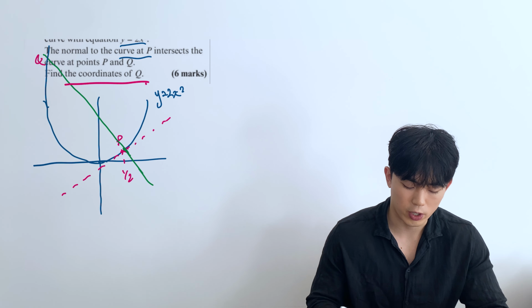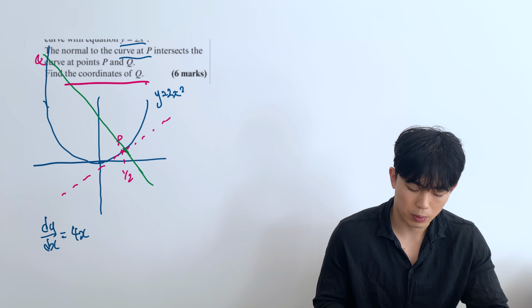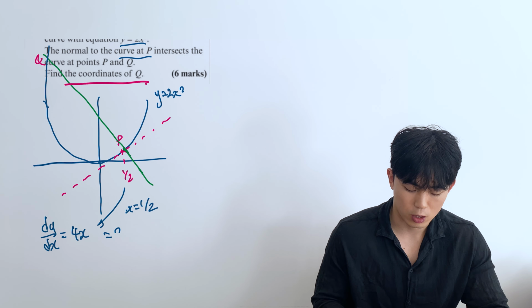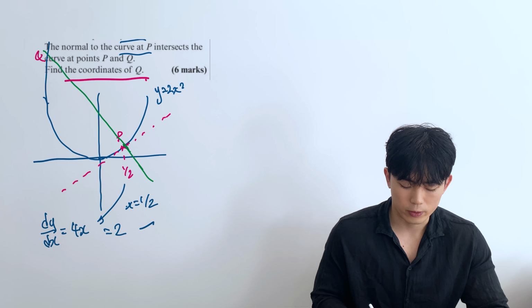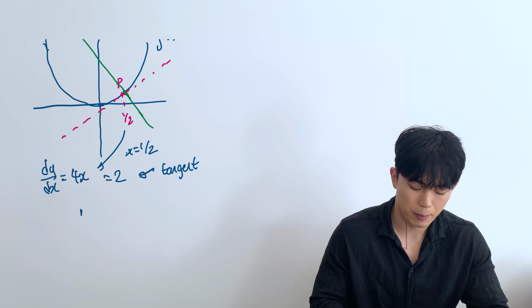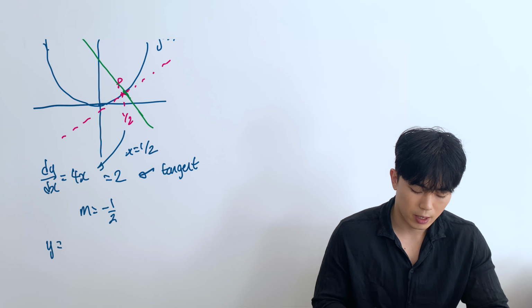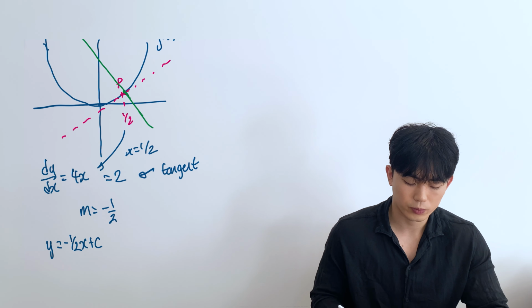And so we differentiate just to get the gradient. So dy by dx is 4x, and I plug in the x coordinate, which is x is a half. So the gradient is going to be 2. Remember, this is the gradient of the tangent, right? And we're looking for the normal equation, the normal gradient. So m is going to be minus 1 over that, so minus 1 over 2. So y is minus 1 over 2 x plus c.